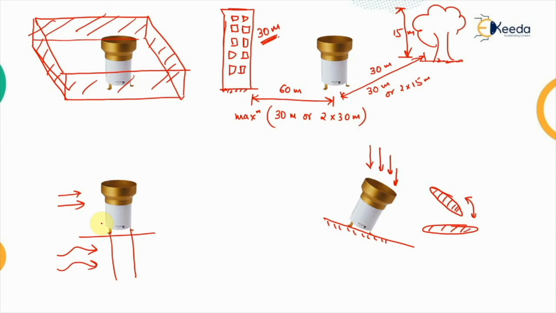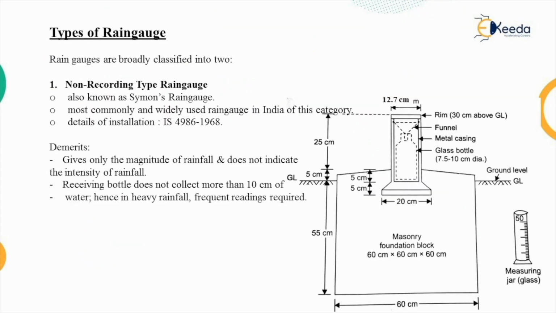Now we have discussed that the rain gauge is used for the measurement of rainfall. Now what types of rain gauges are we having, and how do they help in getting the values of rainfall? One by one we will discuss them. So what are the different types of rain gauges? Rain gauges are broadly classified into two categories. First is the non-recording type rain gauges, and second is the recording type rain gauges.